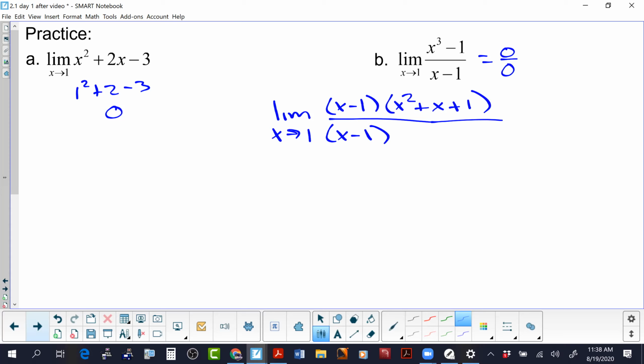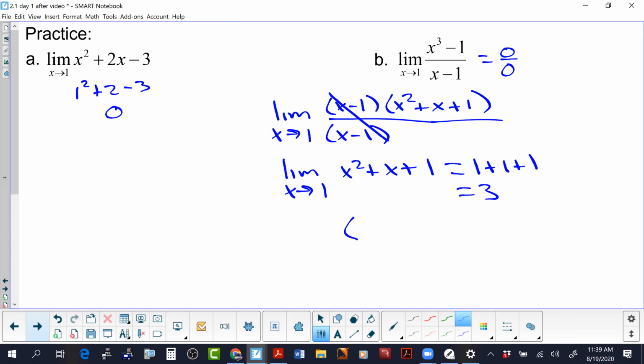So now when we get 0 over 0, the limit still could exist. X squared plus X plus 1. So this is a parabola, and the hole is at, let's see, 1 squared is 1 plus 1 plus 1. The hole is at 3. So the hole is at 1, 3. And it's a parabola, but the limit is just simply 3.